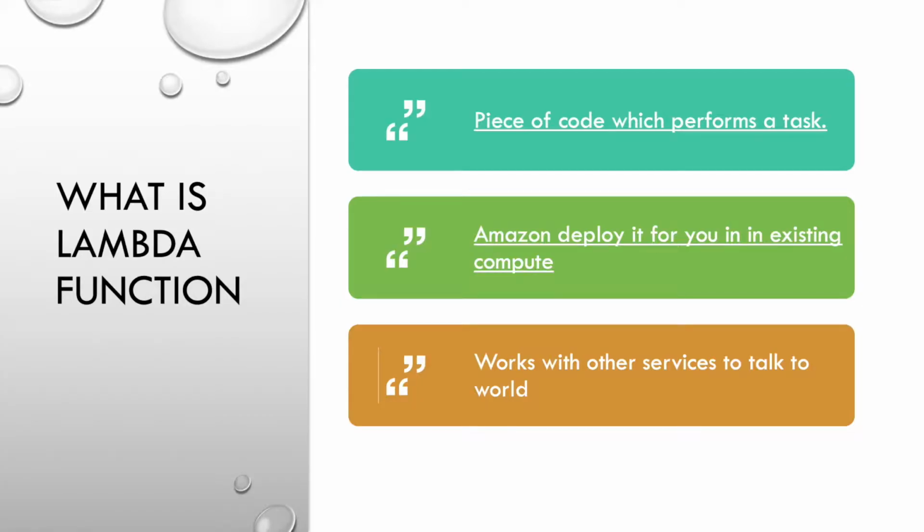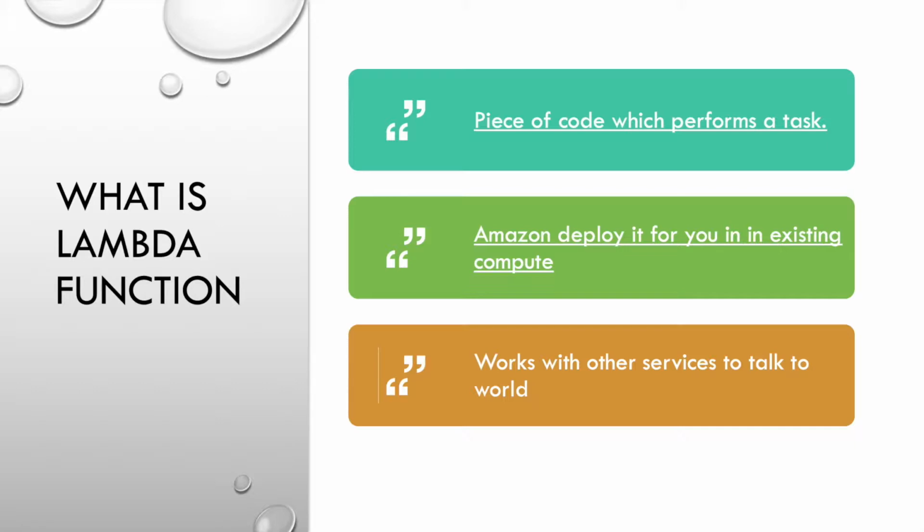Now, what is a Lambda function? A Lambda function is a piece of code which performs a task. Amazon deploys it for you in the existing compute, so you don't have to worry about the servers or operating system or what the runtime is. Those things are already taken care of for you.